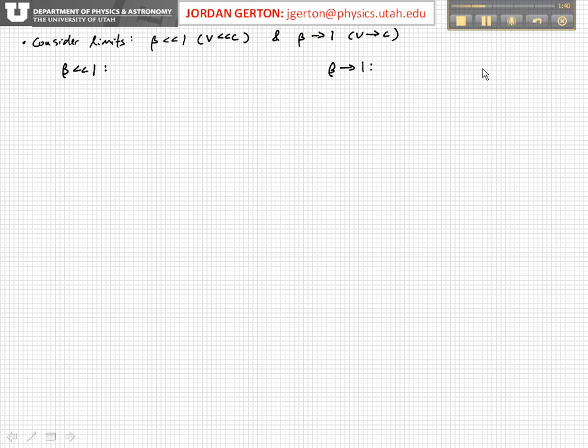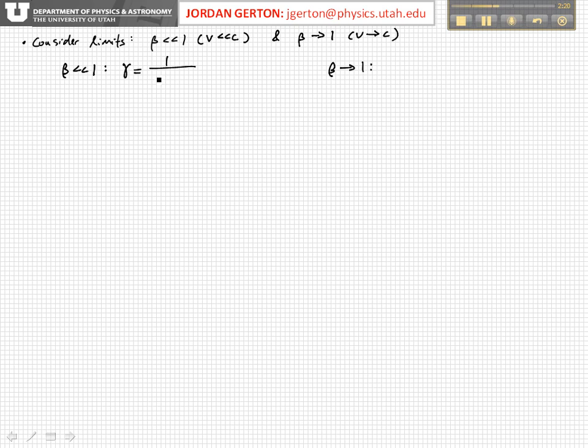Just to give a better feeling for the ranges of gamma, let's consider the limits on beta. First, very small beta, very close to 0. Beta much less than 1 is equivalent to saying that the velocity of the moving frame is very small compared to the velocity of light. And also the inverse limit, beta approaching 1, which is equivalent to the velocity of the moving frame approaching c.